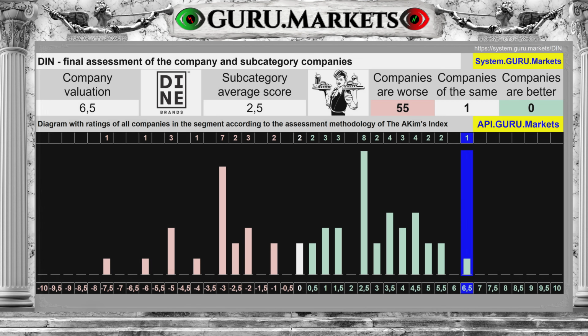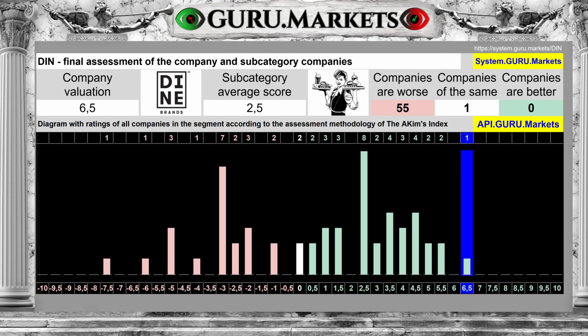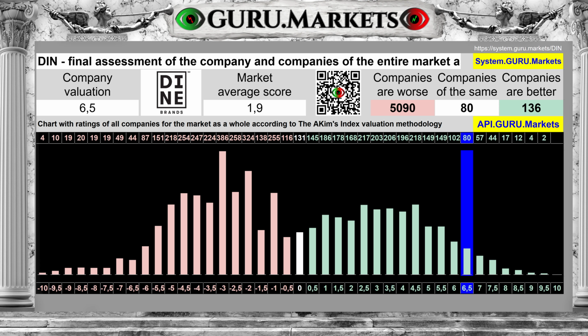The overall result for the company in question is 6.5 out of 10 points. The average result for the subcategory is 2.5 points. If you look broadly, within the stock market in general, we can note that the average score for the US stock market in the aggregate is 1.9 points, against a score of 6.5 points for Dine Brands Global Inc.